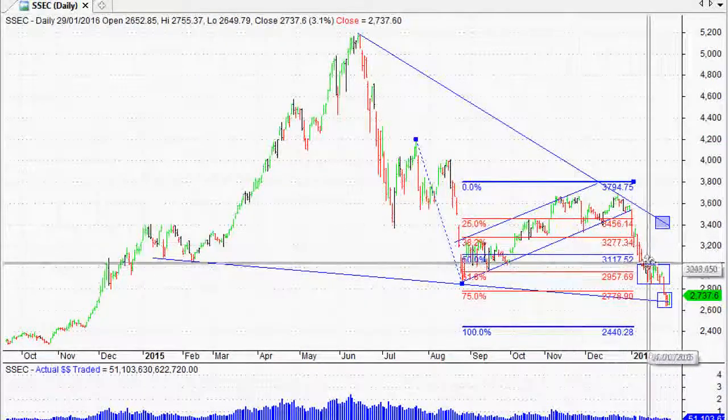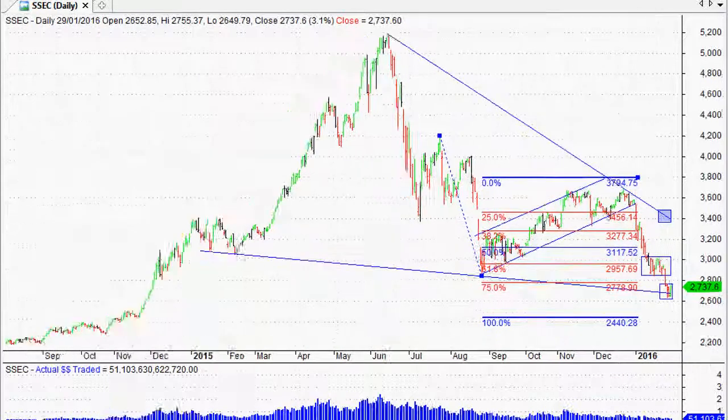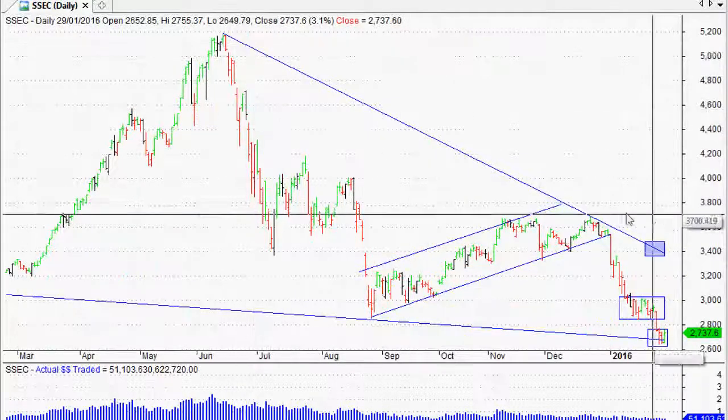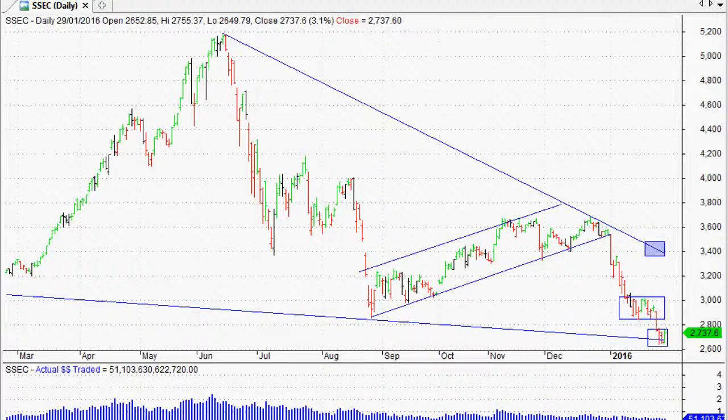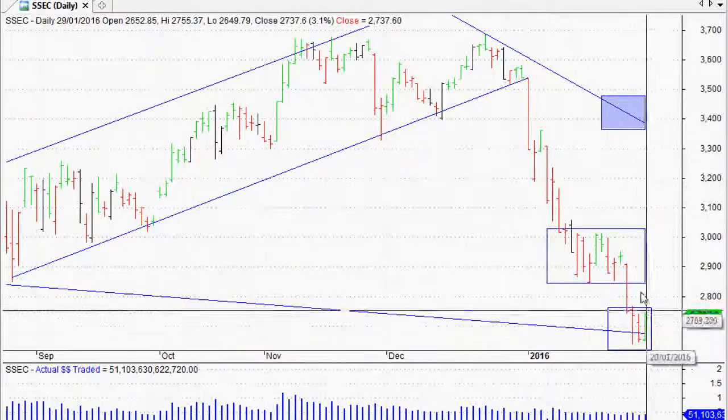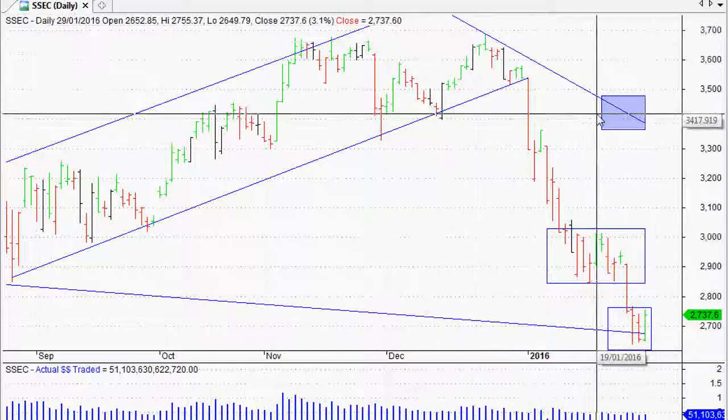So yeah, considering the way that China is, it still is in a downtrend, obviously, and that's that big overhanging downtrend resistance. So yes, it has found support. Obviously, it's still very much in a downtrend, and it's still very much in a long-term downtrend as well.